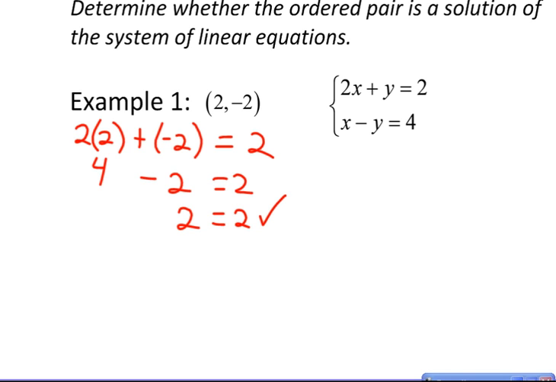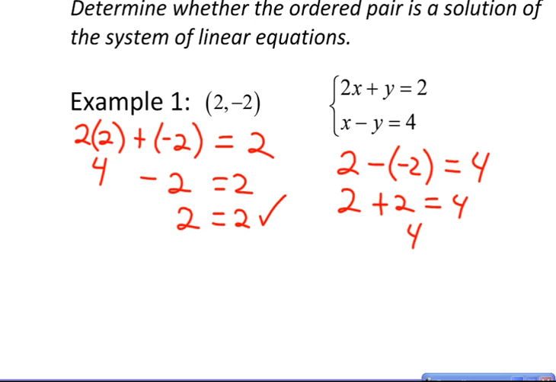Let's try x - y = 4. 2 minus a negative 2 equals 4. So 2 plus 2 equals 4. 4 equals 4. And so because (2, -2) is a solution for each of those equations, it's a solution of the system of equations.